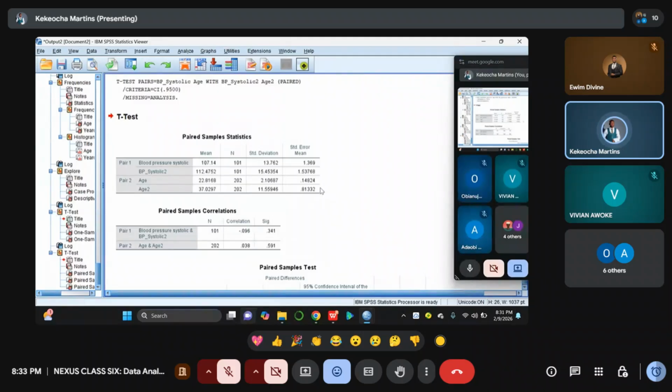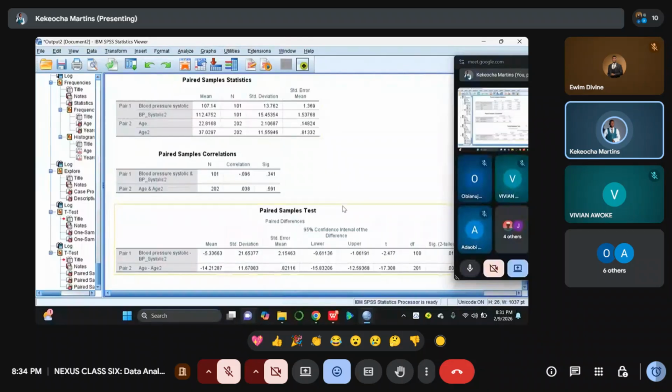So here it tells you that for the first pair, this is the average blood pressure for the first pair of people. This is the average for the second pair. Same thing, this is the average for the first pair of age. This is the mean for the second pair of ages. These are their standard deviation. Now we'll go over to the main thing that we want to get from here. In this place in particular, you can read from here blood pressure of systolic, which is the first measurement against the second one.